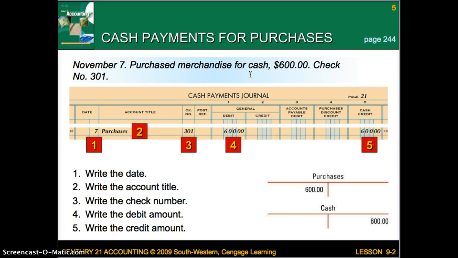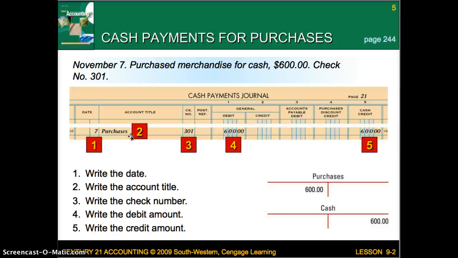Purchased merchandise for cash, $600. So now let's think about this. Purchased merchandise for cash. We are in our cash payments journal because it's telling us that we have paid cash. So we're going to write our date, which is the 7th, and our account title is going to be purchases. This gets a little bit confusing. You just really have to think about what you're doing here. We need to go back maybe and look at what the difference is between what would go in a purchases journal and what would go in a cash payments journal for a purchase.